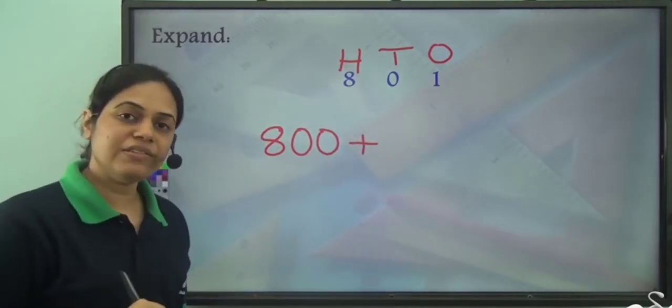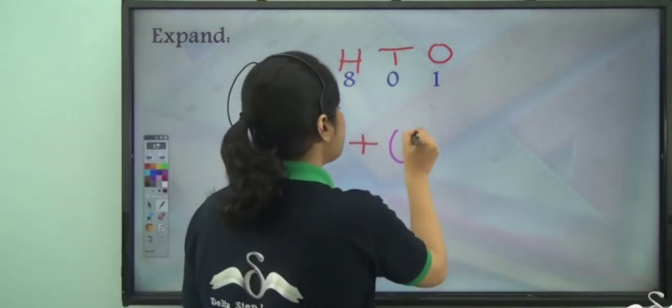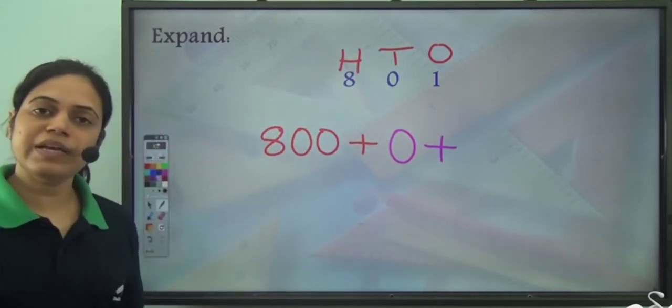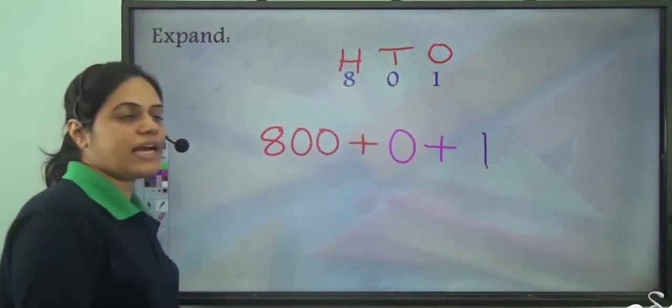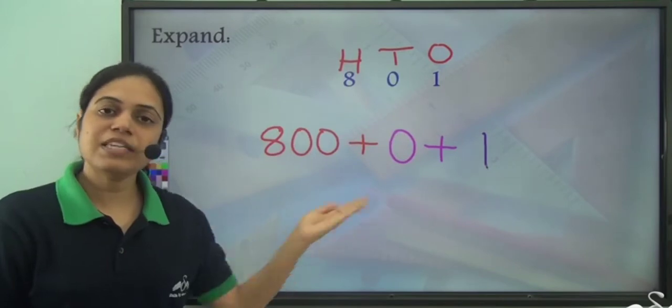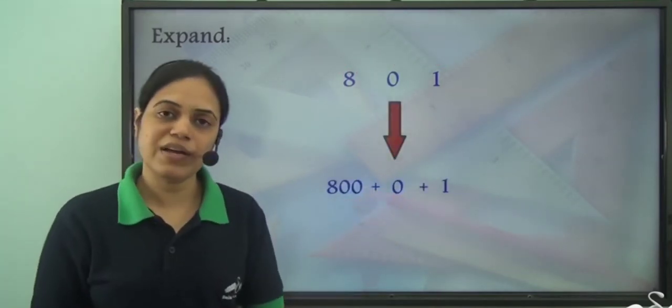0 is in the tens place. So 0 tens. Now 0 into 10 is 0. So the place value of 0 is 0. And I have 1 in the ones place. So the place value of 1 is 1 into 1, that is 1. So this is the expanded form of the number: 800 plus 0 plus 1.